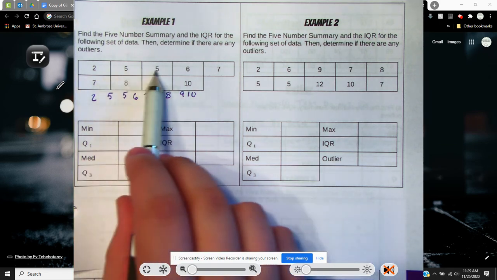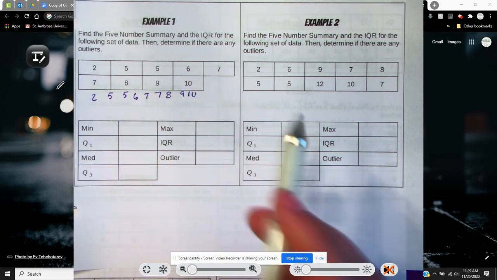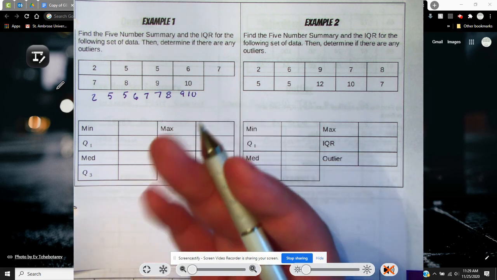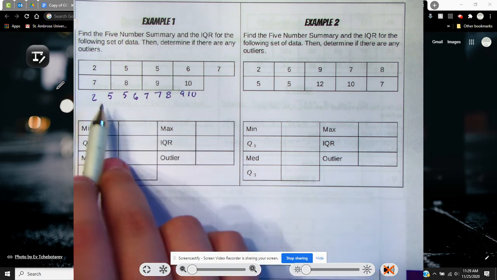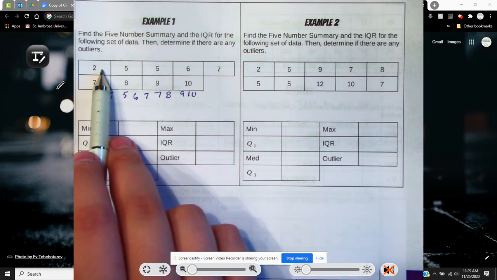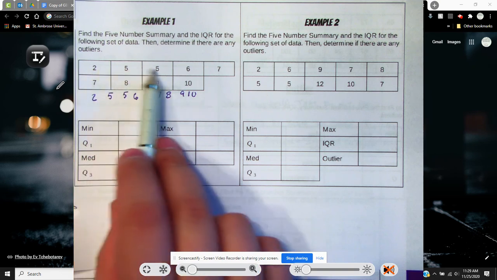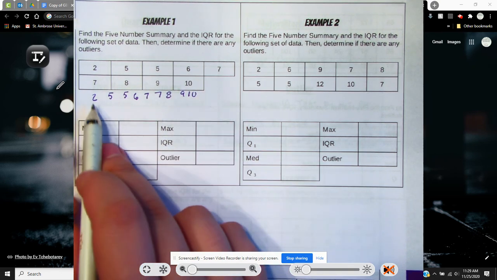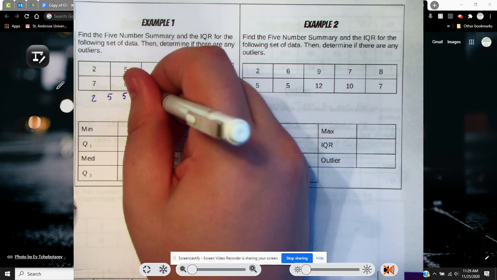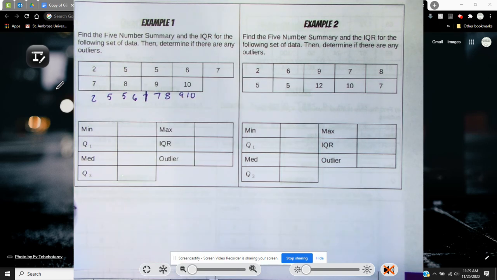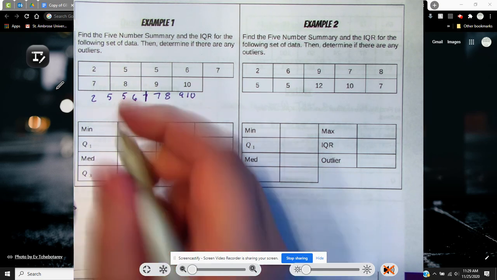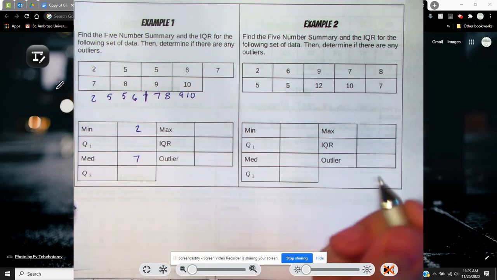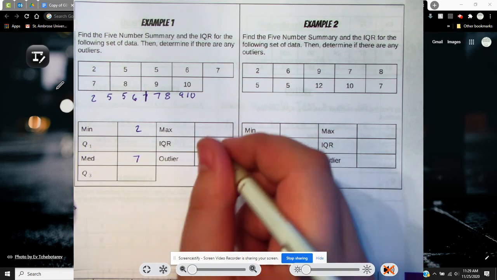So I have 1, 2, 3, 4, 5, 6, 7, 8, 9 numbers. It's an odd number, so I will have one median. I won't have to do the average. So it's going to be the 1, 2, 3, 4, 5th number. 1, 2, 3, 4, 5. So I wanted to draw in a line going through that. So that way I know my median is 7. In fact, I know my smallest number is 2, and I know my largest number is 10.